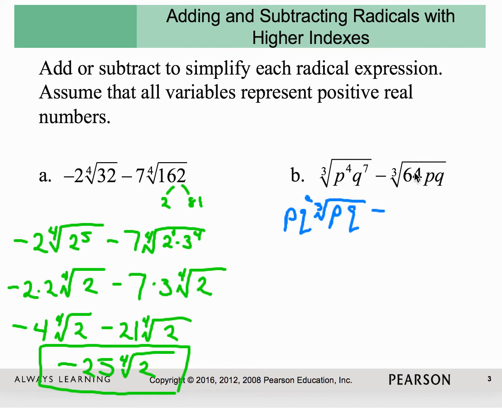Now 64, I need to simplify. Well, 64 is 32 times 2. So let's do our 2's again. I'm counting on my fingers again. Right? 2 times 2 is 4, 8, 16, 32, 64. That's 2 to the 6th. Or you could go through the whole process of your prime factorization.